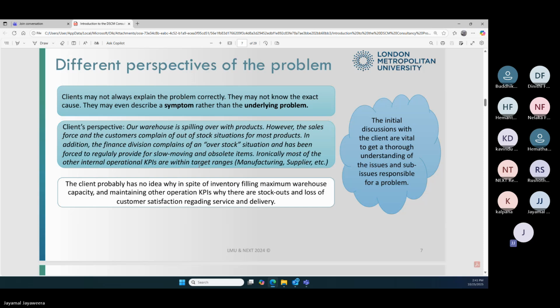So what is the problem here? The problem is the quality of stocks. Unwanted items are being stocked in the warehouse. So the client says he has no idea why, in spite of inventory filling maximum warehouse capacity and maintaining other operational KPIs according to the target, there are regular stockouts. And that contributes to customer dissatisfaction.